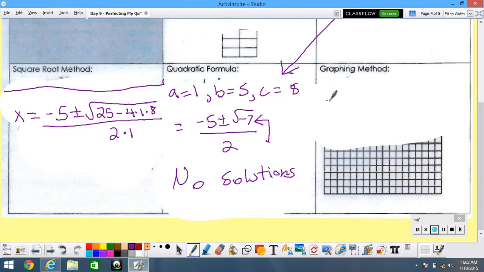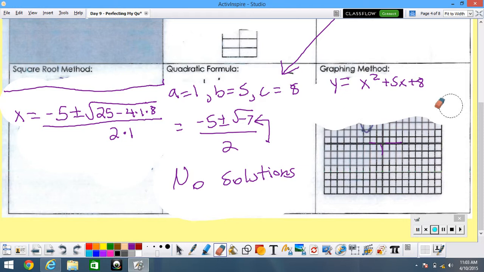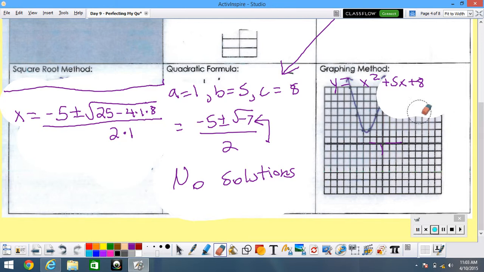Just for fun, on your graph, go into y equals and type in x squared plus 5x plus 8. Look at the graph. What do you notice about the graph? The graph does not actually touch the x-axis. There it goes. So there you go. You see, it never touches 0. So the answer to this problem is no solution.